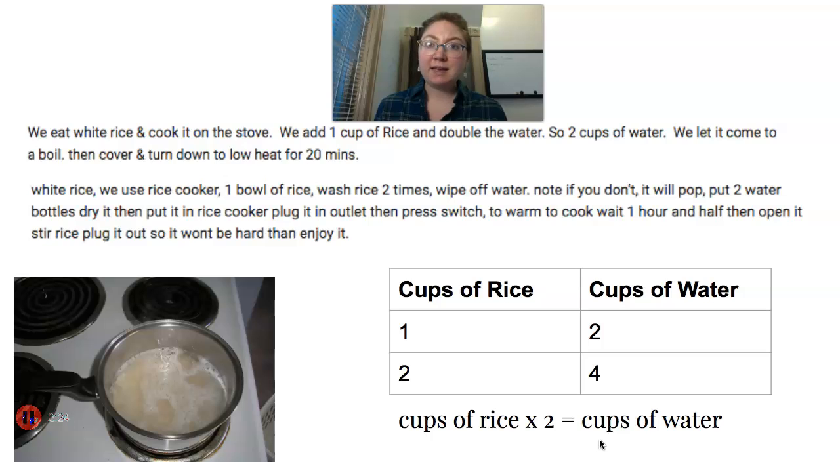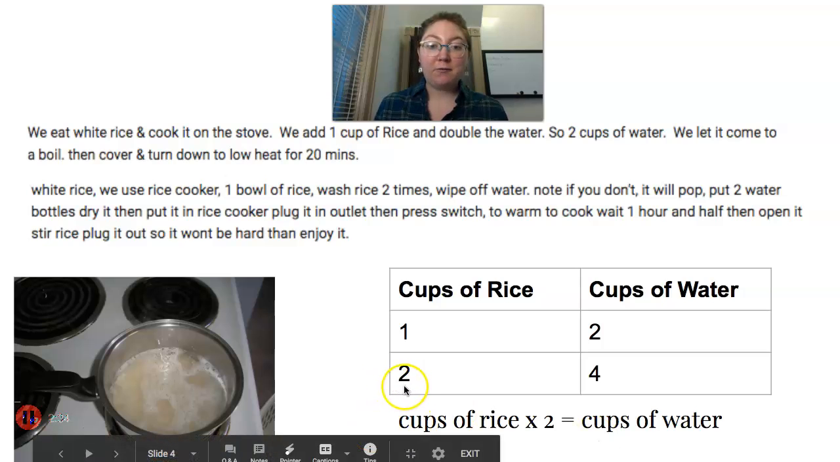So let's think, is this a proportional relationship? Yeah, it is, because you're multiplying by 2. So if we wanted to continue the pattern, for 3 cups of rice, you would multiply by 2 and you would have 6 cups of water.